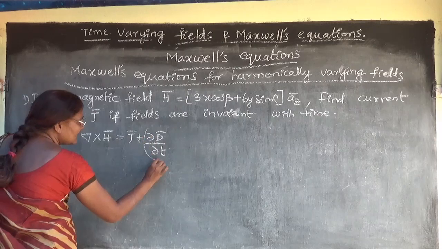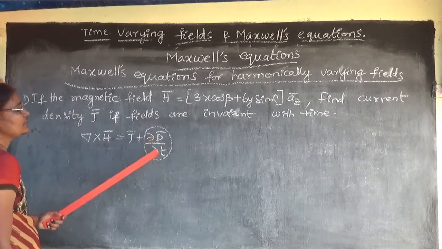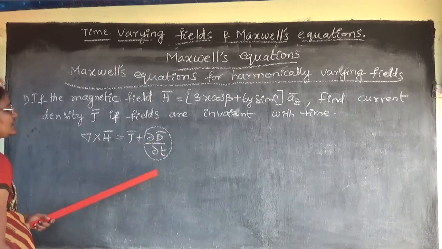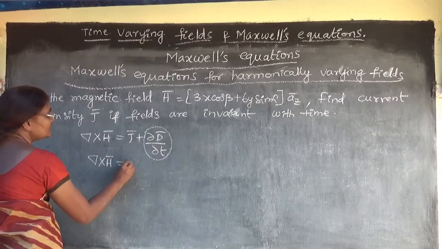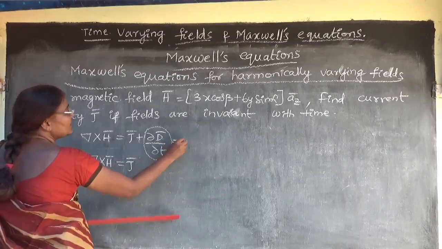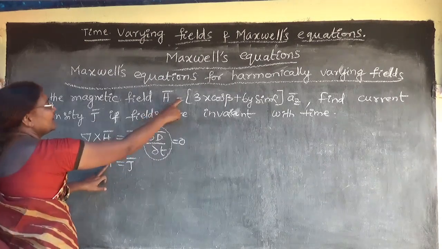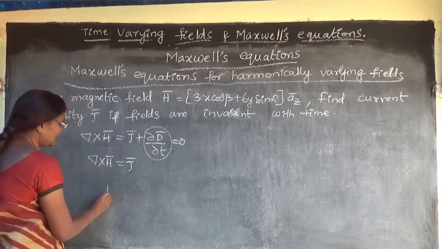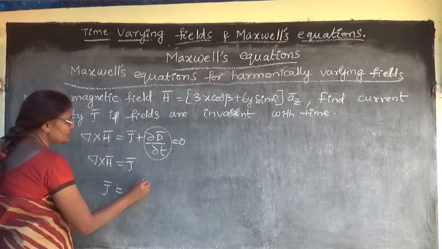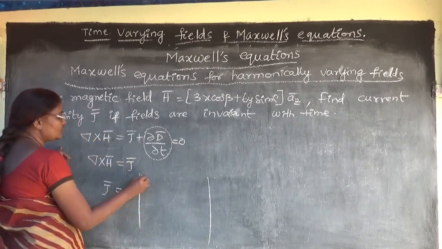So this field being invariant with time means the time derivative term will be 0. So what will be my final answer? Del cross H bar is equal to J bar, because the derivative term is 0 for time invariant fields. Now we know H bar, and we have to find J bar. To find J bar, we use del cross H bar. So what is del cross H bar?